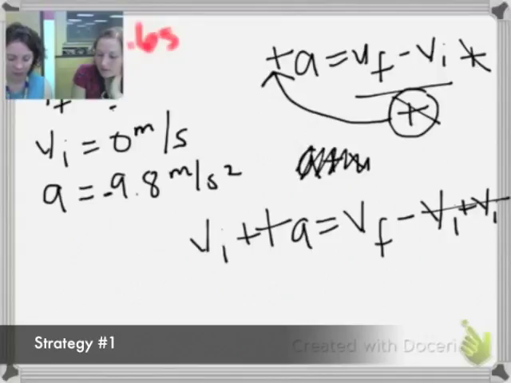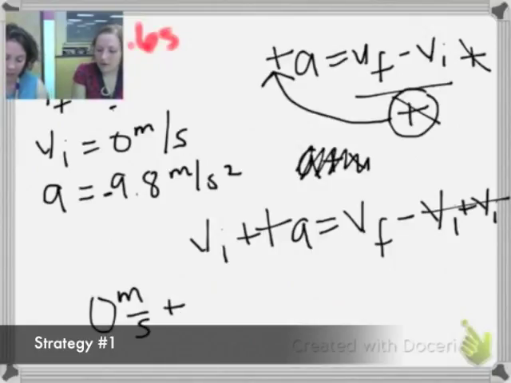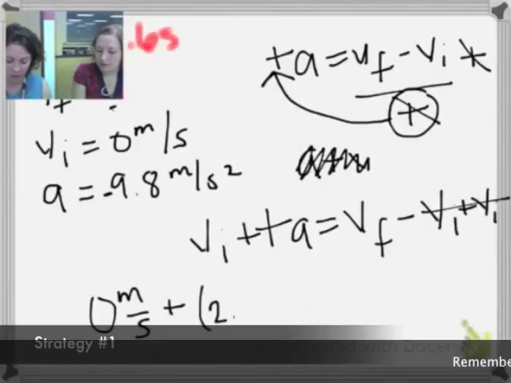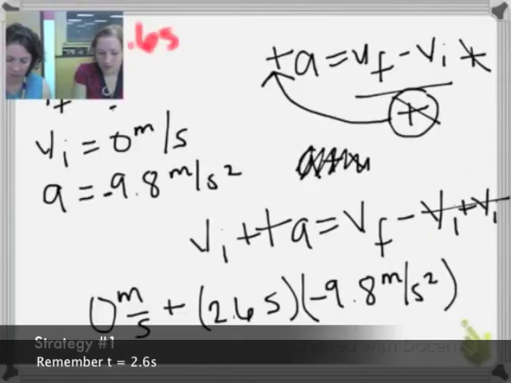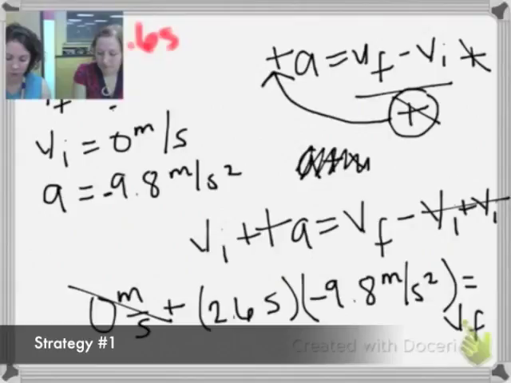VI we know is 0. A is negative 9.8. And T is 2.6, and I'm going to put that in parentheses just to keep it straight. The 0 just goes away, so all we do is multiply those two numbers, and we get negative 25.5.